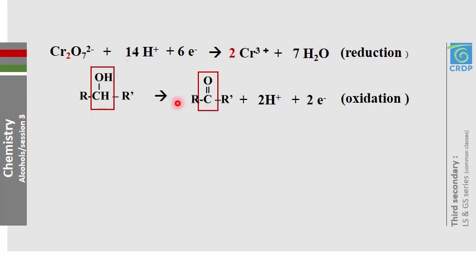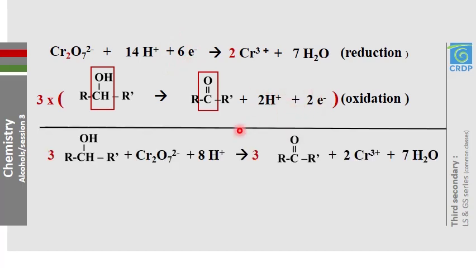Will you add these two half reactions directly? No. Why? Because here we have 6 electrons and here we have 2 electrons. We have to multiply here by 3 in order for the gained electrons and lost electrons to be equal. This is the overall: 3 secondary alcohol with Cr2O7 2-, okay, and then 3 ketone and 2 Cr3+, and this is the balanced equation.